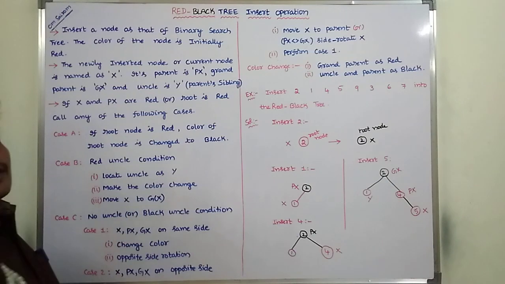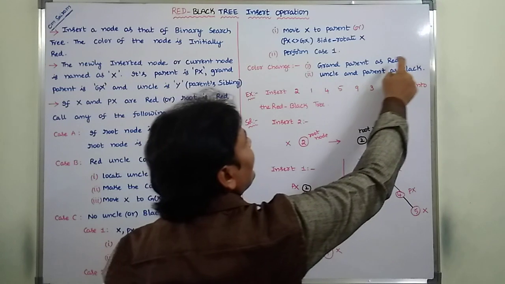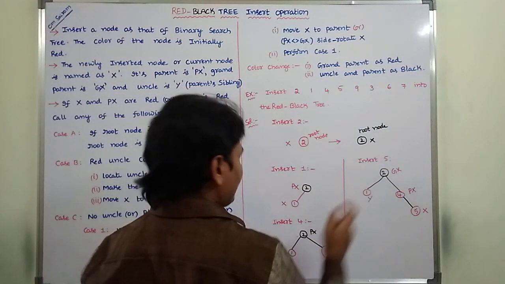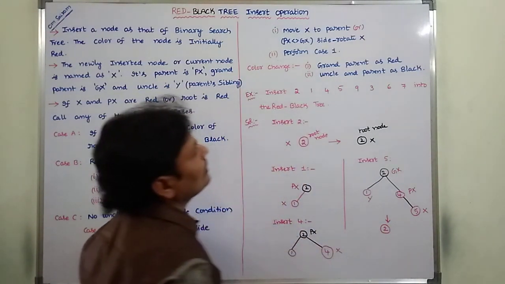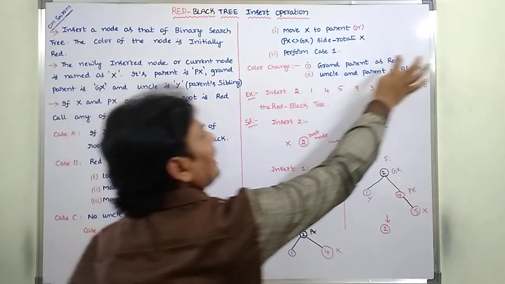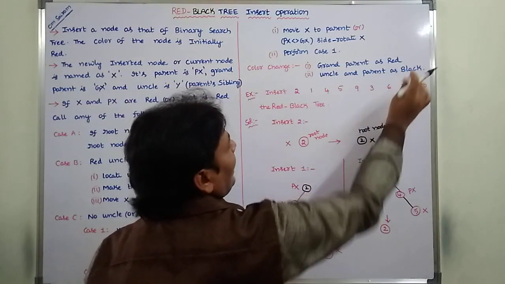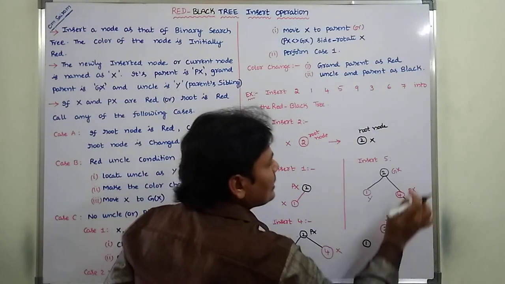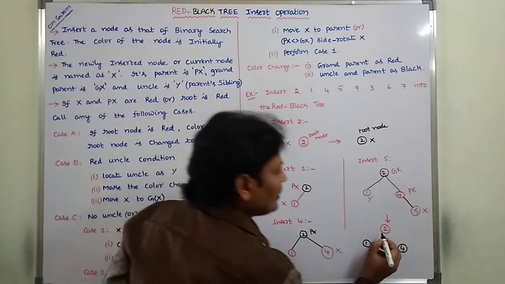Next, make the color change. Making the color change means grandparent as red, uncle and parent as black. Now this is the grandparent, so it can be changed to red color. Grandparent as red: it is changed from black to red. Next, uncle and parent as black. Here uncle is 1 and parent is 4. These two are changed from red to black.